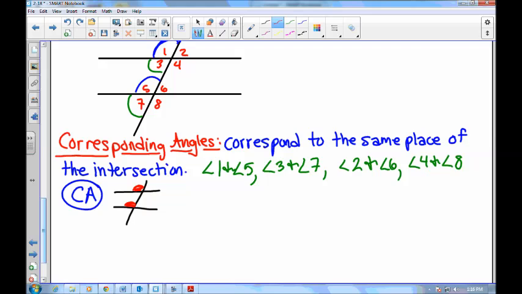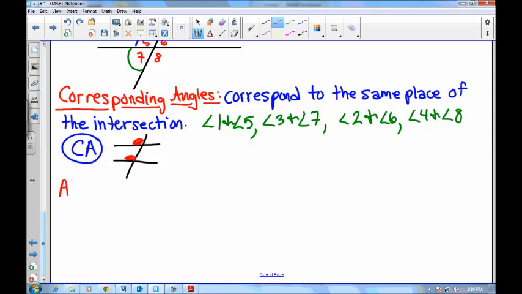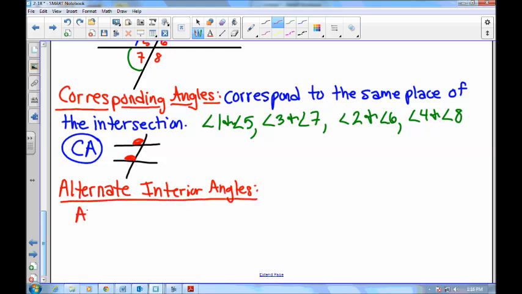Okay, the next set of angles are called alternate interior angles. Please write that down. Alternate interior angles. Remember, skip a line. We're going to go back in at the end and add something in there. Alternate interior angles. The abbreviation is AI or AIA.